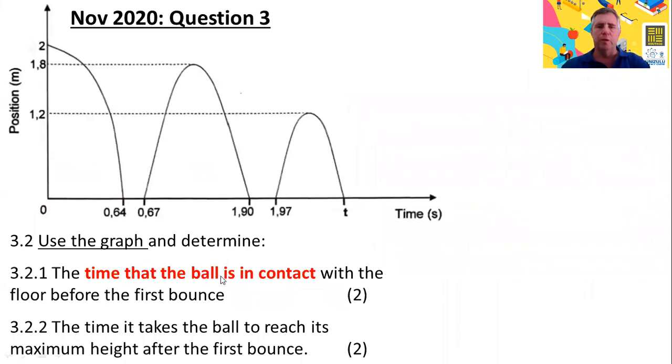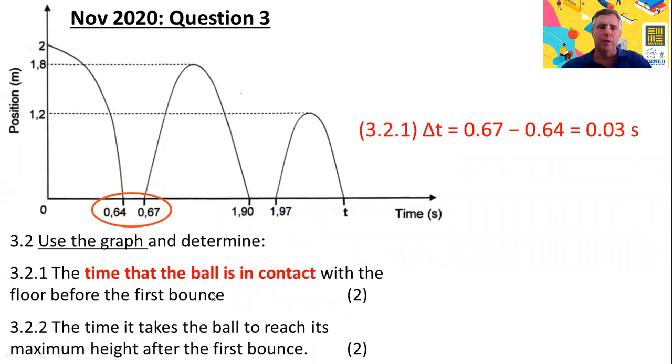So the first one is the time the ball was in contact with the floor before the first bounce. Now the first bounce happens here. So we're looking at the time from 0.64 to 0.67 seconds. So the time the ball was in contact with the floor was just 0.67 minus 0.64, which was 0.03 seconds. Very easy calculation to do as long as you understand what is happening with this graph.